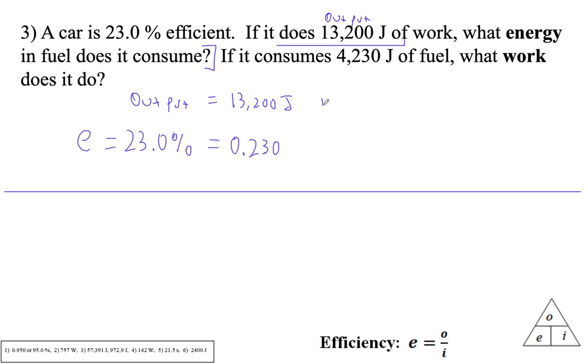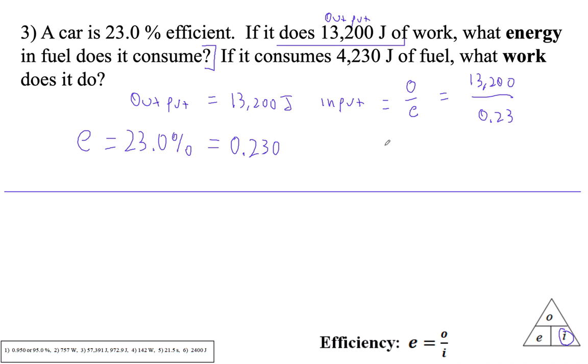Let's see, what does it consume? So we're trying to find the input, right? If we're trying to find the input, it is output divided by efficiency. Do you see that, right? So input equals O divided by E. So that's going to be 13,200 divided by 0.23. It's going to be a lot. Let's figure this out.